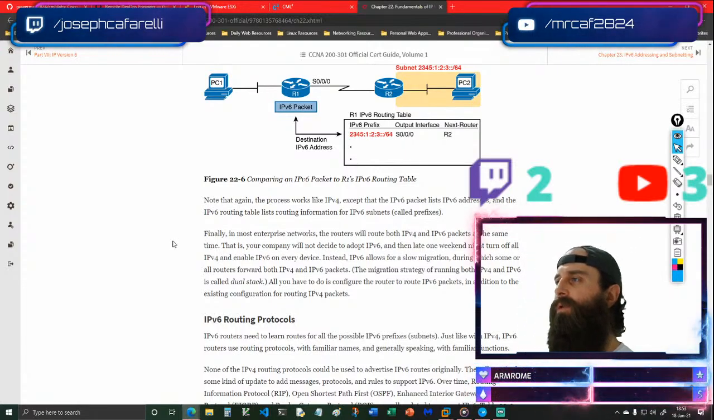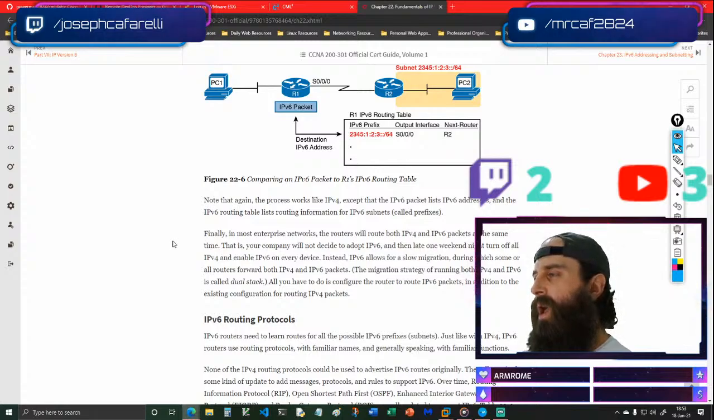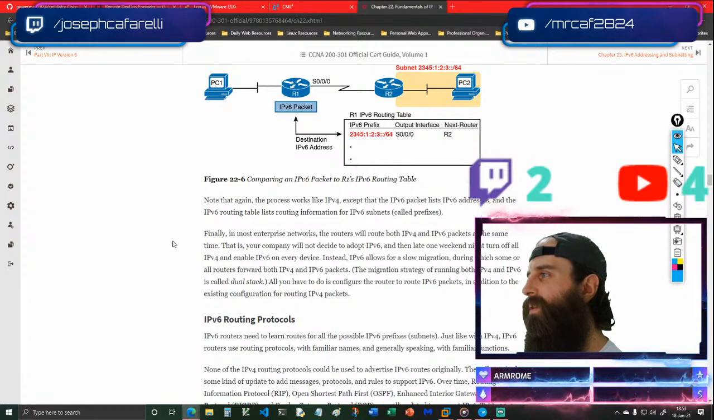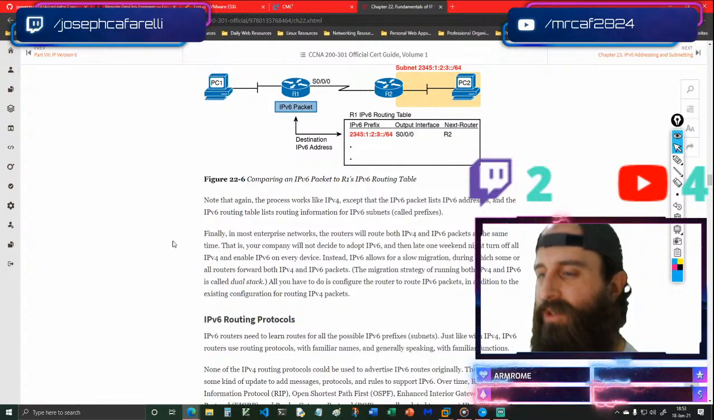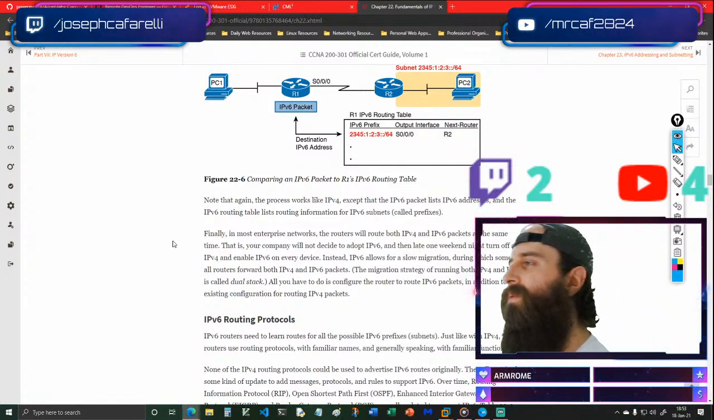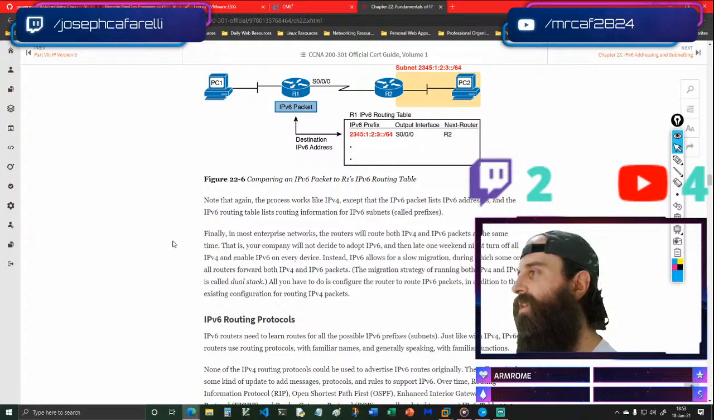That is, your company will not decide to adopt IPv version 6 and then late one weekend night turn off all IPv4 and enable IPv version 6 on every device.